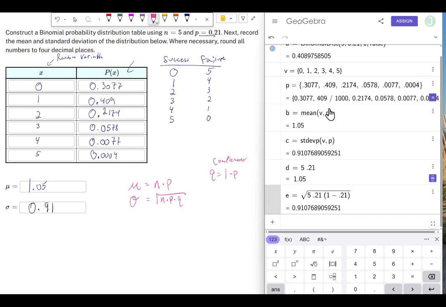I thought it was going to be off a little bit because our values here were rounded. 0.2174, or this 0.409 was actually 0.4089758505. We just rounded it to 3 decimal places. So I thought these were going to be a little bit off, but they're essentially the same exact value, which is fantastic. So that's how we can find the mean and standard deviation using GeoGebra.